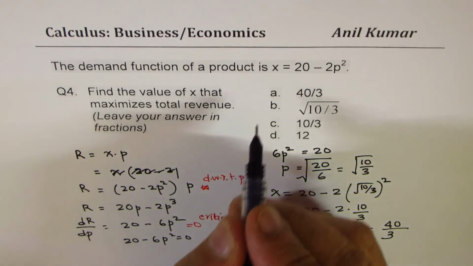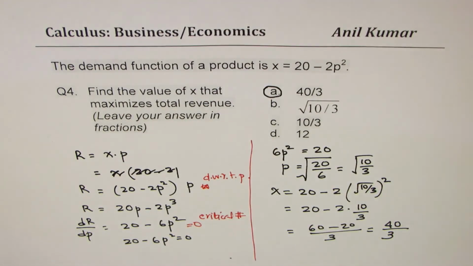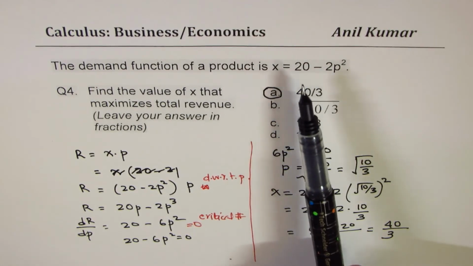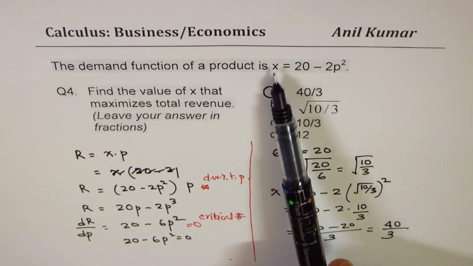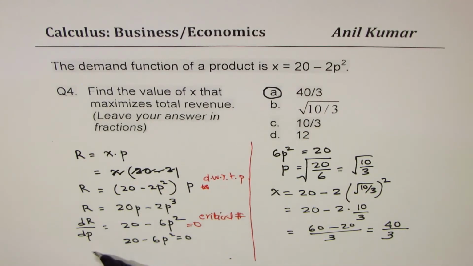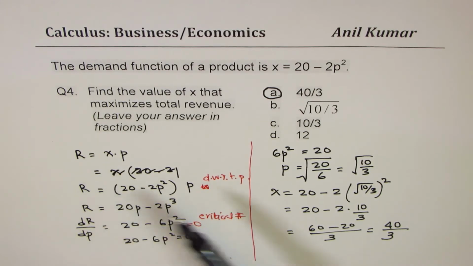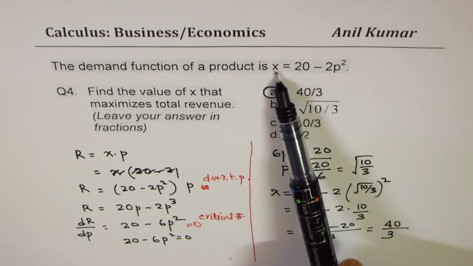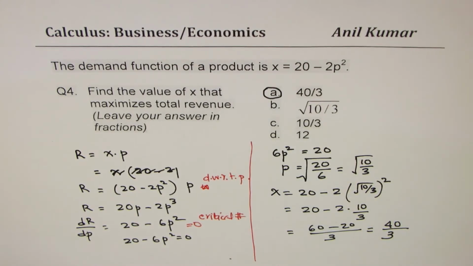So 40 over 3a is the correct option, correct? So what we did here is, we did not rearrange the equation. You could have done that also and written in terms of x. Rather, we differentiated the equation with p, found the price for which we'll get maximum revenue, and for that price we found out how many items are being sold, and that's how we got our result.